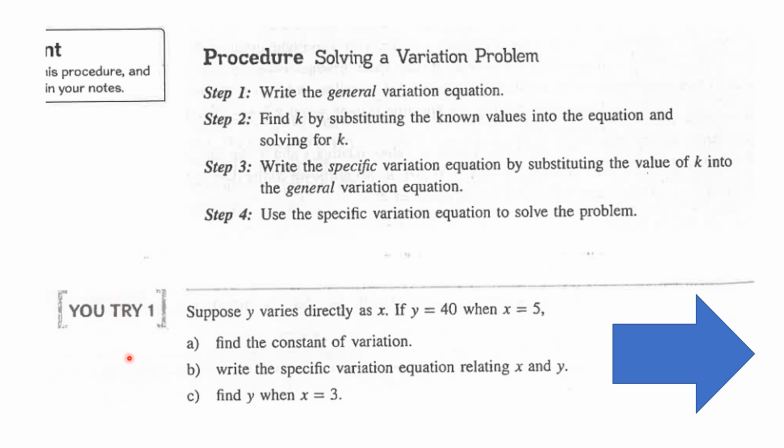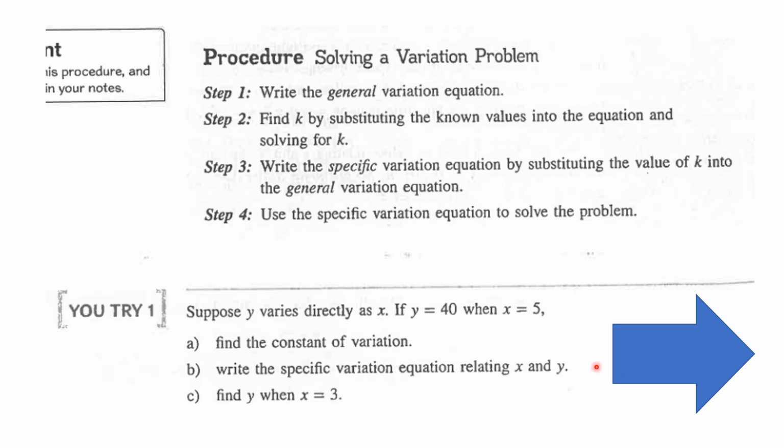Now here is a you-try similar to the one that we just talked about for you to do. Suppose y varies directly as x. If y is 40 when x is 5, part A, find the constant of variation. Part B, write the specific variation equation relating x and y. And part C, find y when x is equal to 3. Please pause the video, try to solve it, and then resume the video.